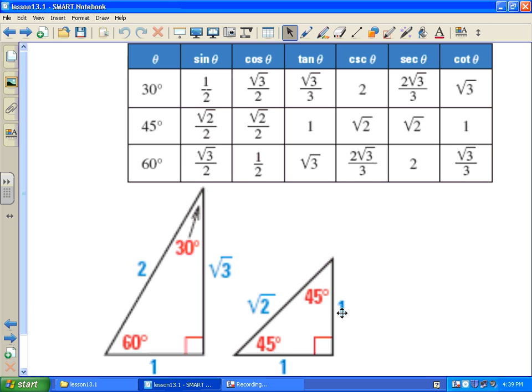The legs are always the same. So if this leg is 1, this leg is also 1. And the hypotenuse is root 2 times either one of the legs. So if a leg is 1, the hypotenuse is 1 times root 2. If one of the legs was, say, 10, then the hypotenuse would be 10 root 2. These side lengths would be 10, 10, 10 root 2. These are ratios of sides.